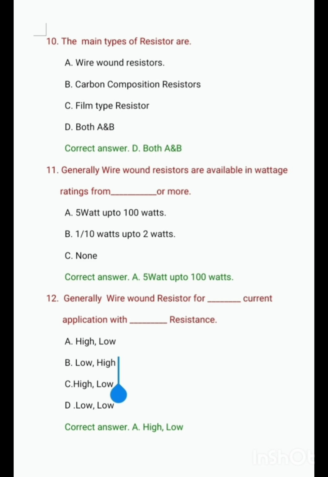11. Generally, wire wound resistors are available in wattage ratings from ___ or more. A. 5 watts up to 100 watts. B. 1/10 watts up to 2 watts. C. None. Correct answer: A. 5 watts up to 100 watts.